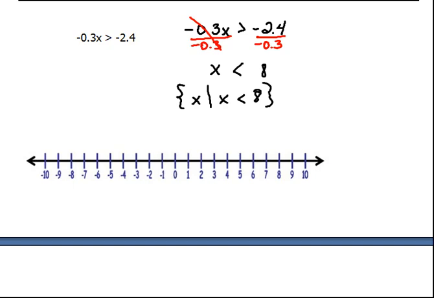We're going to start at 8 on our number line with an open circle because there's no equality, and the things that are smaller will move to the left.